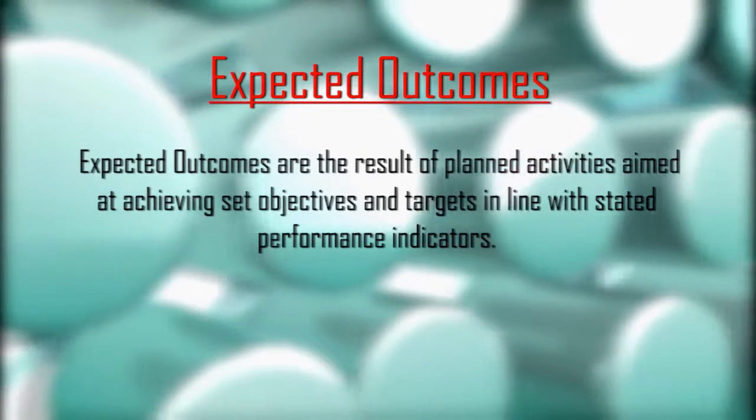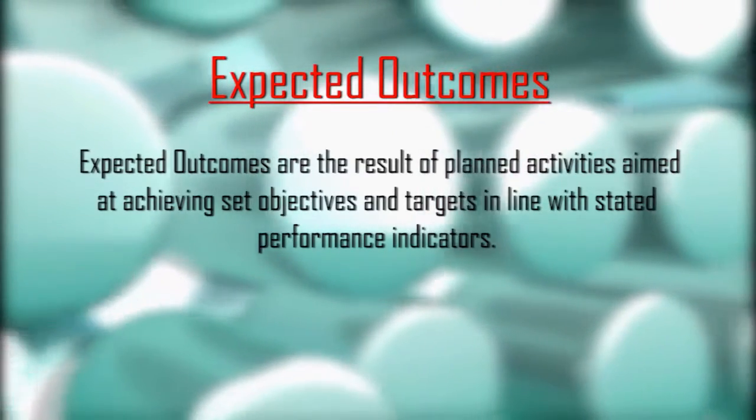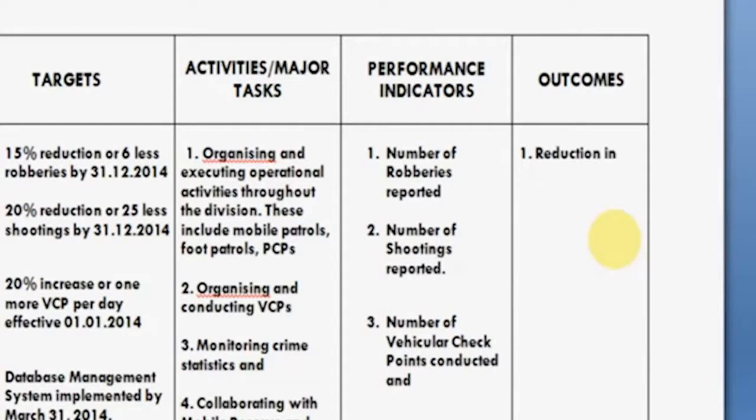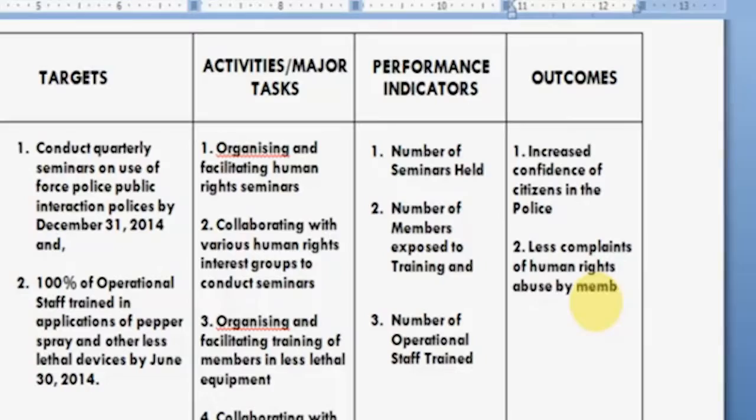This takes us to expected outcomes. Expected outcomes are the result of planned activities aimed at achieving set objectives and targets in line with stated performance indicators. If you were to achieve the target set for reducing murders earlier, it is likely to result in: 1. Reduction in the fear of crime. 2. Safer communities. And likewise, for upholding human rights, it would result in: 1. Increased confidence of citizens in the police. 2. Less complaints of human rights abuse by members of the force.